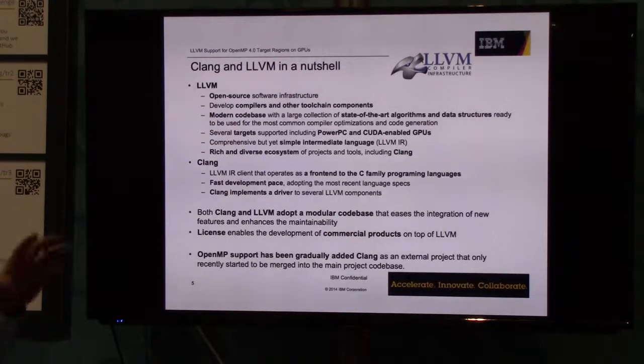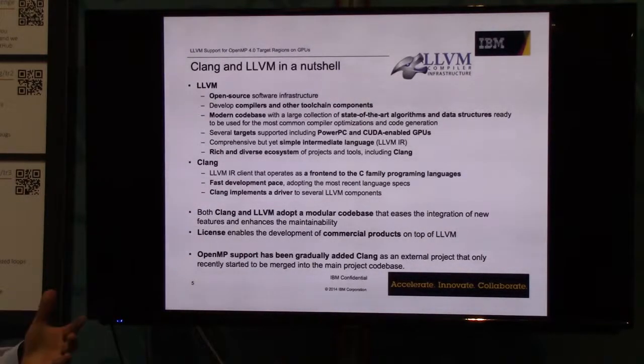Another property of LLVM is that it has a very well-specified intermediate representation that makes it very easy to interface with. So right now you can find a lot of different projects orbiting around LLVM, and one of the projects that we really care about for this is Clang. Clang is nothing more than an LLVM IR client for the C family programming languages. And what is good about Clang is its very fast development pace. You should expect to have the latest developments in a given specification of a language already implemented.